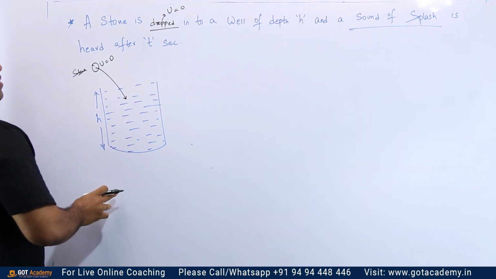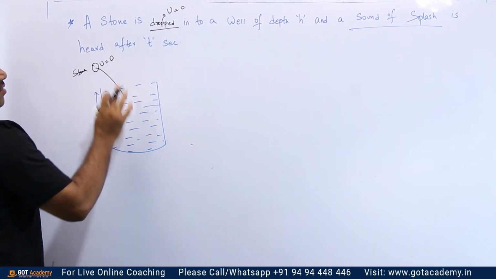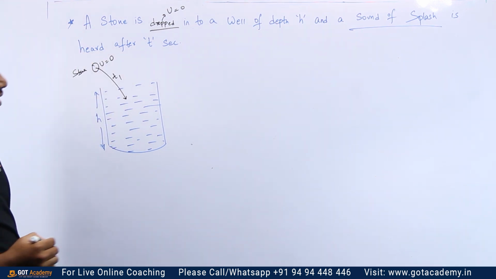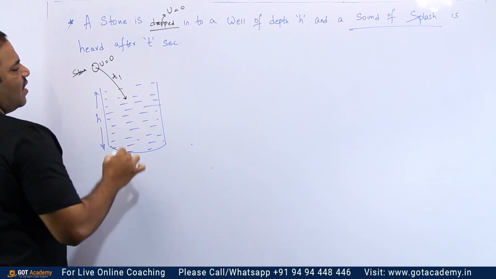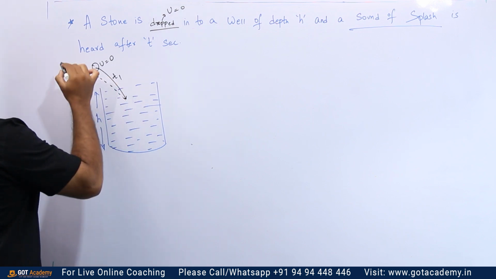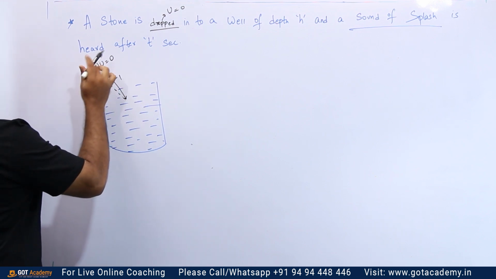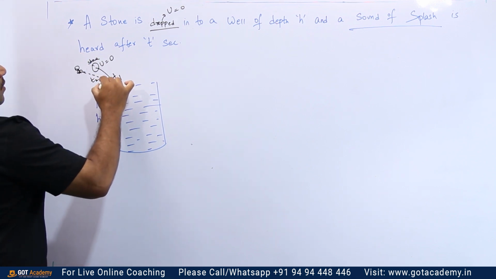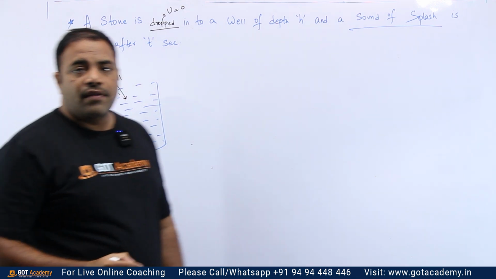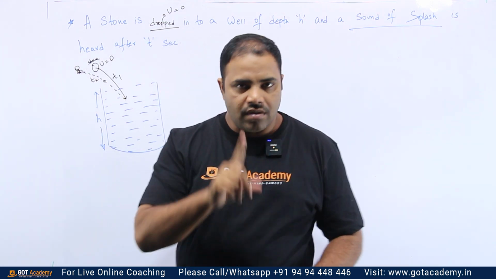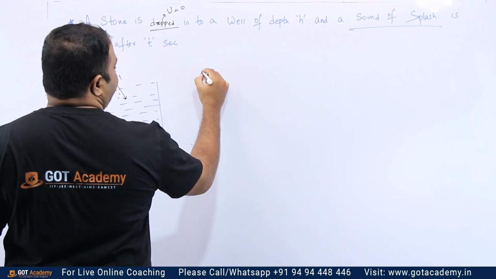In this case, the stone is coming and dropping here, so it will take some time. Let this time be t1. Once it hits the water, a sound is heard by you. Let this time be t2. So you have to calculate two different times. The first thing is the time taken by the stone to reach a well of depth h.